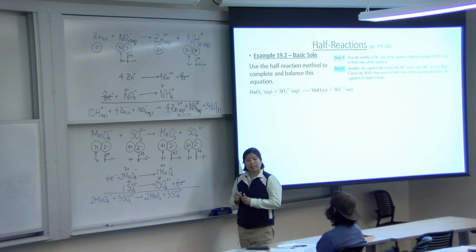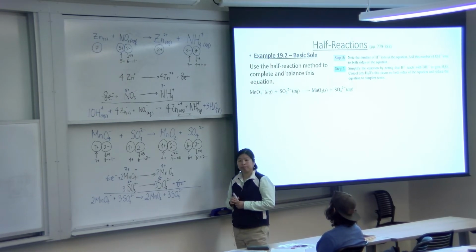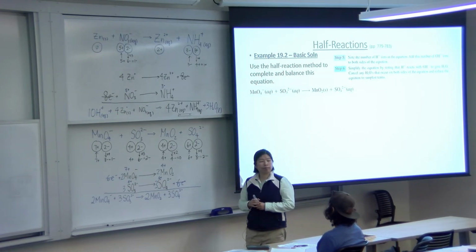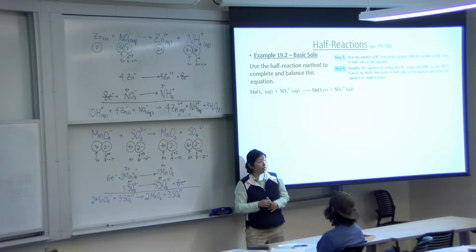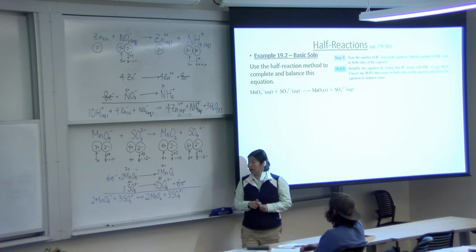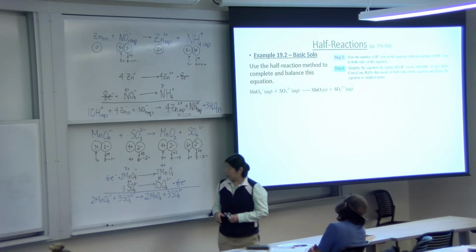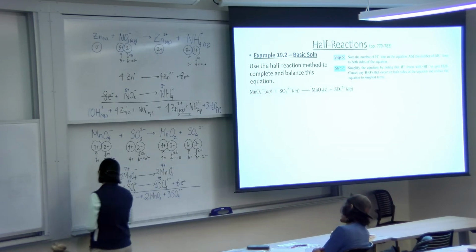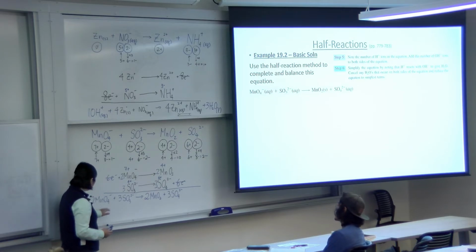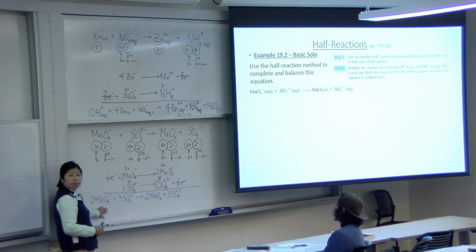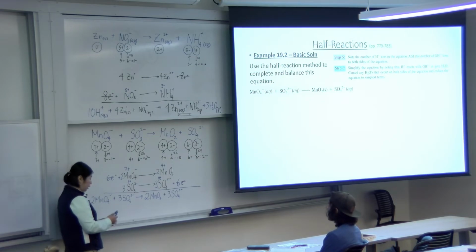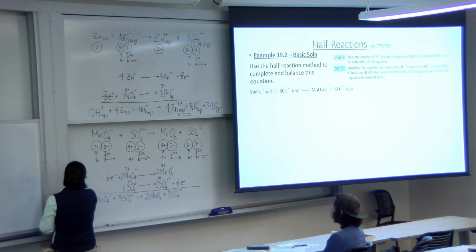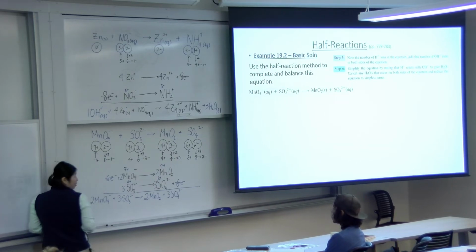What is our next step? What should be our next step? Add waters because we need to balance the oxygens. All right? So again, off on the side somewhere on a piece of paper, how many oxygens are here? 8 plus 9 is, I'm trusting your guys' math.